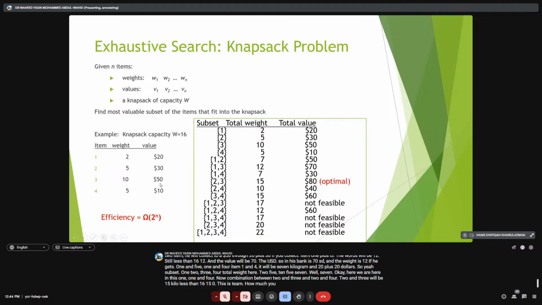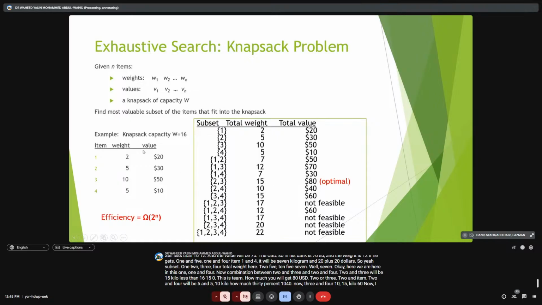How much will he get? 80 USD. Items 2 and 4 will be 5 and 5, 10 kilo. How much? 30 plus 10, 40. Now 3 and 4, 10 and 5, 15 kilo, 60.